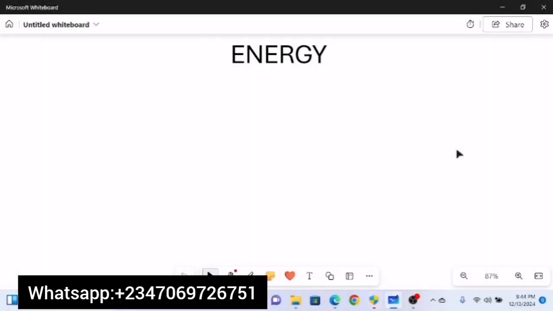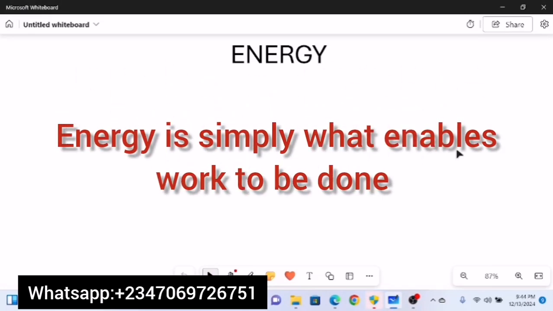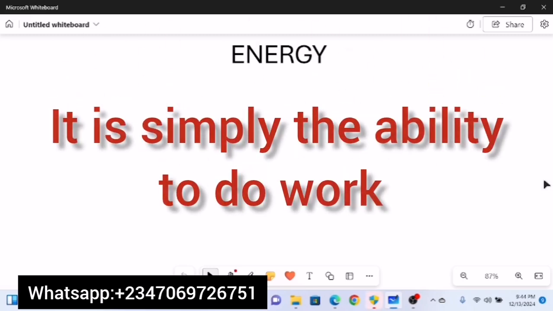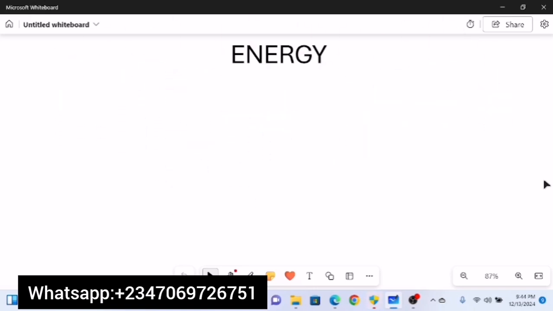So the next topic we'll talk about is the concept of energy. Now, energy is simply what enables work to be done. By definition, it can be defined as the capacity or ability to do work. So when a man is pushing an object, it means that that man has actually done work by pushing that object from one position to another. But what gives the man the capability to do such work is called what?